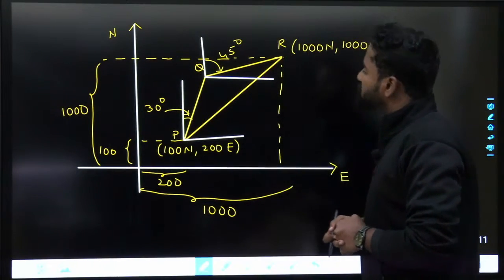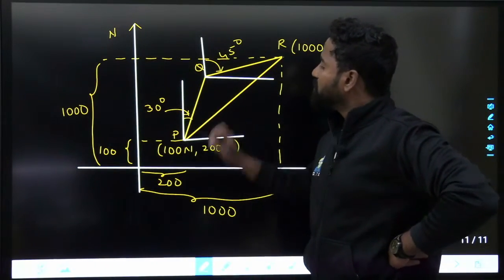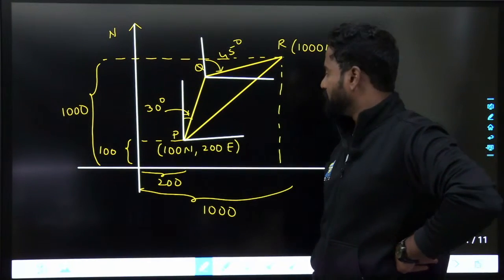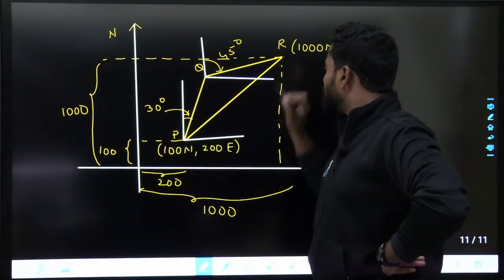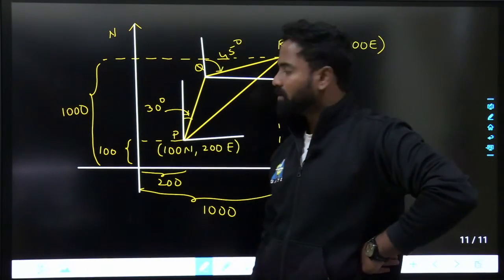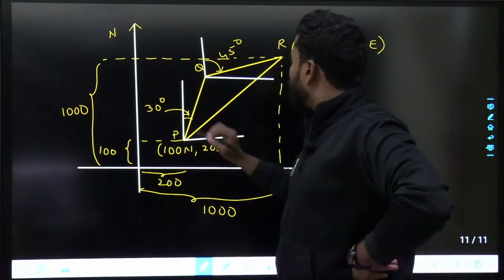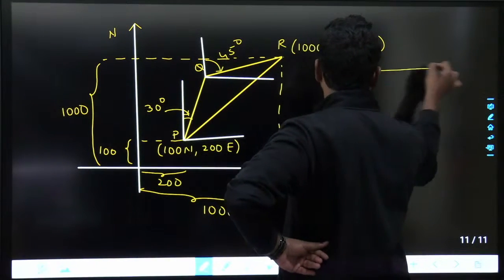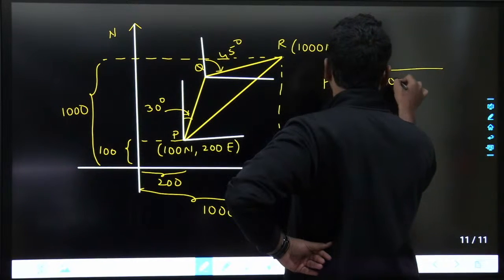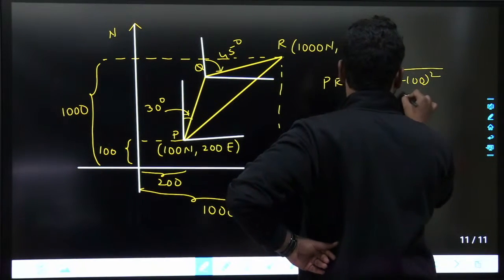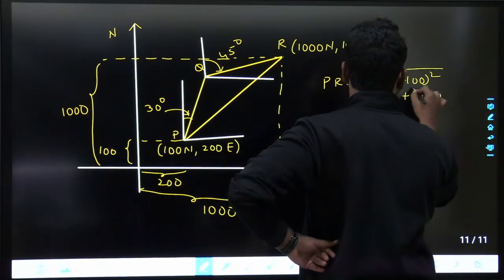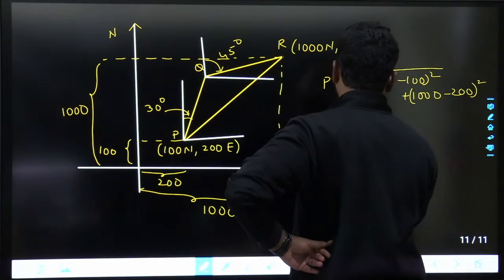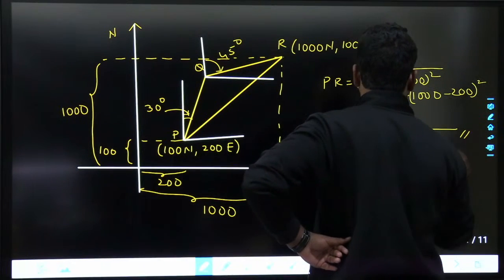Fine. If you see, the bearing over here is 30 degrees. The bearing of this one is 45 degrees. He has asked PQ and QR. How are you going to find out? We can find out PR. What would PR be? PR would be equal to the square root of (1000 minus 100) whole square plus (1000 minus 200) whole square. That is PR. What is this value? Tell me.